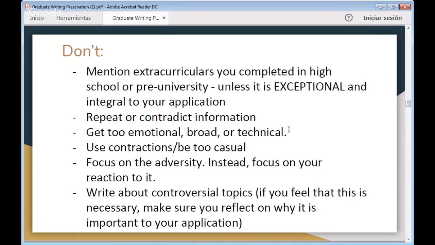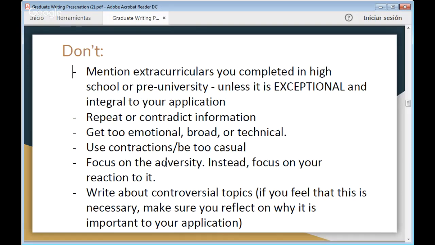Do not use contractions or be too casual. So in academic writing, you always want to avoid contractions, and you always want to make sure that you're using formal vocabulary and that you're not speaking too casually. You want to make sure it's at an appropriate academic level. Don't focus on the adversity, instead focus on your reaction to it.